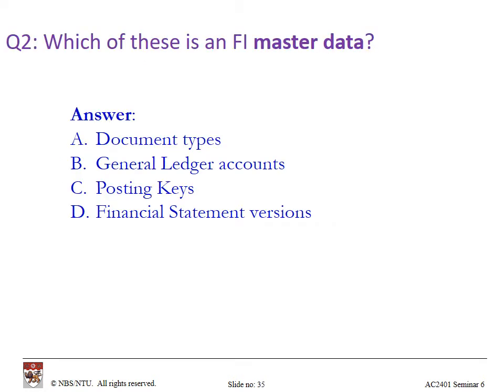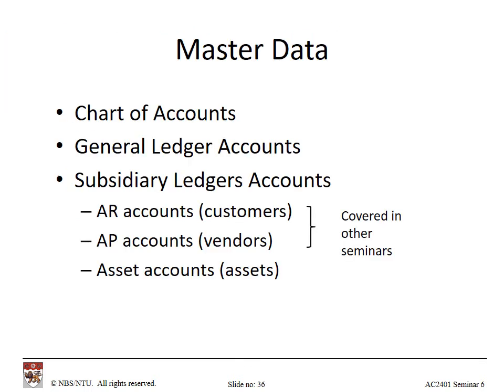Question 2. Which of these is an FI master data? The options: document types, general ledger accounts, posting keys, financial statement versions. The answer is general ledger accounts. Master data represent entities or items associated with the enterprise, and this includes customer, supplier, GL account, and inventory or material master data.